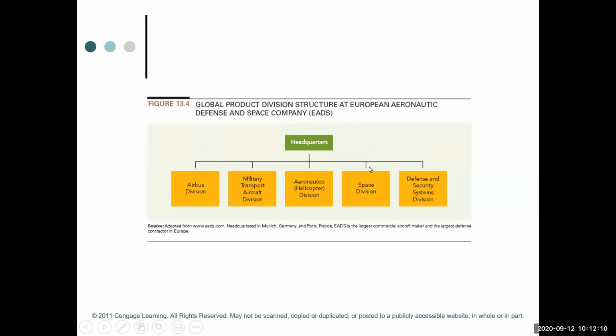The other way is you focus on your products. Here you see Airbus, military, aeronautics, space division, defense and security. You're focusing on your product line, not on geography. So this is a product driven structure. While you have a VP of India or head of APAC, you might also have in some organizations a head of, maybe, global delivery services. That is more function focused, product focused.